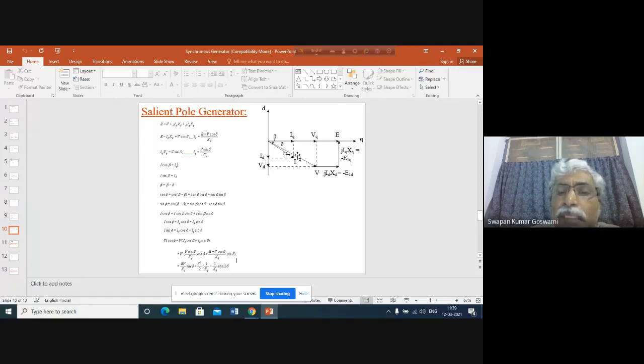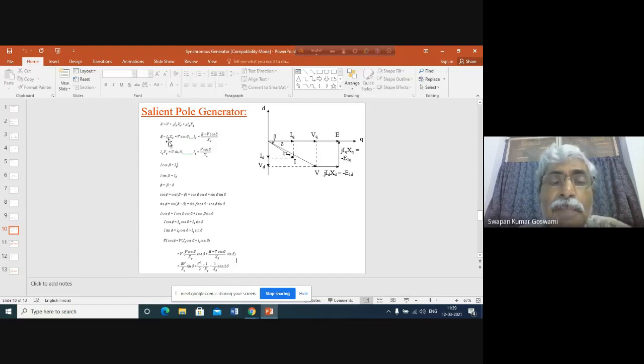Then let us now draw these expressions. These are all phasors. E is a phasor, V is also a phasor. So E is equal to V plus j ID XD plus j IQ XQ. So V plus j ID XD plus j IQ XQ is E. This is what we can write.